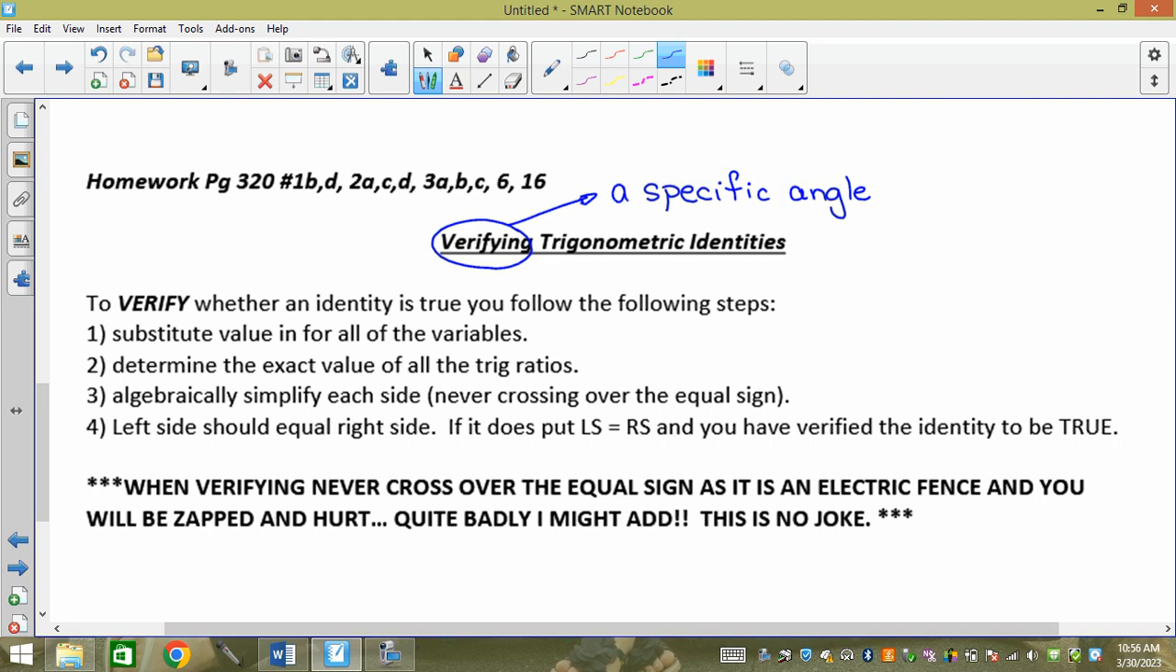Remember when you check answers, you do left side, right side, and you don't move anything from the left side to the right side, right? You don't cross over the equal sign. You leave it how it is, and you verify straight down. You can't add something over to the left or subtract something to the right. It's just left side by itself, right side by itself, see if they match. Okay? All right.